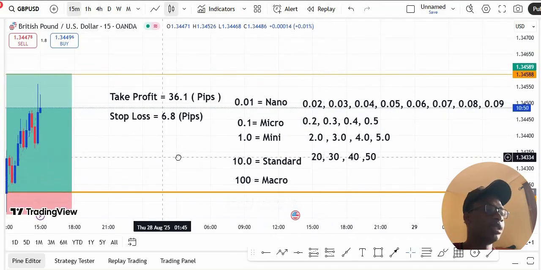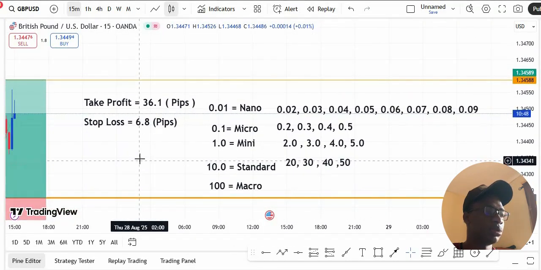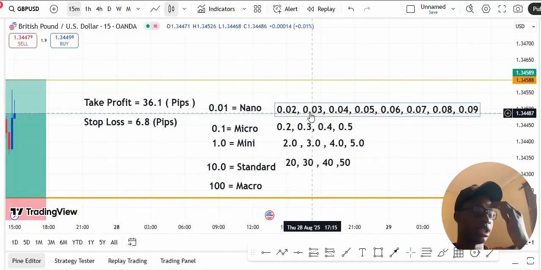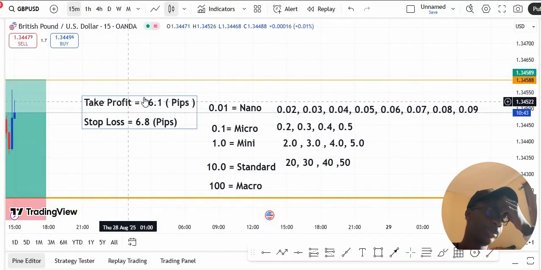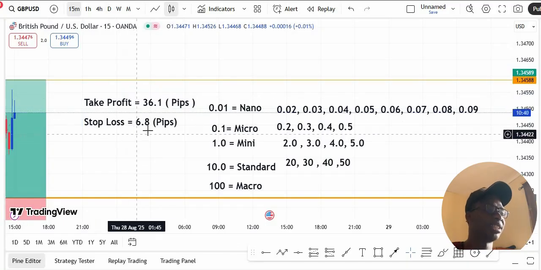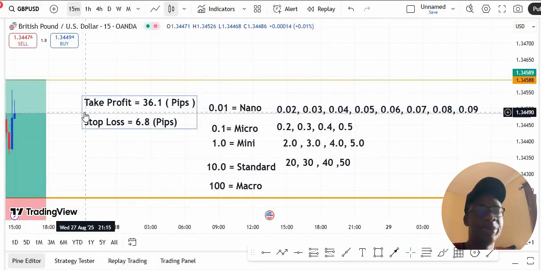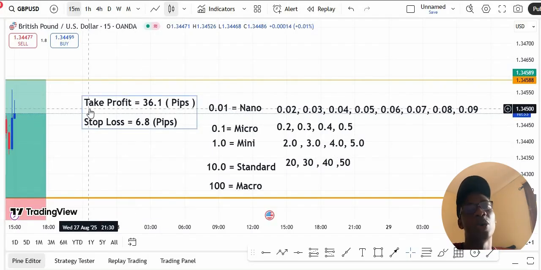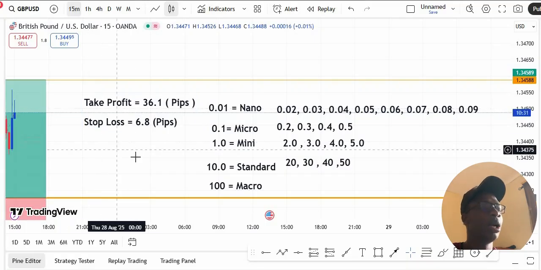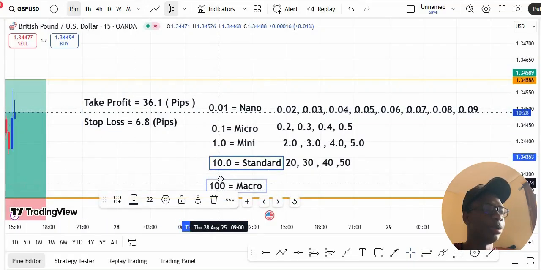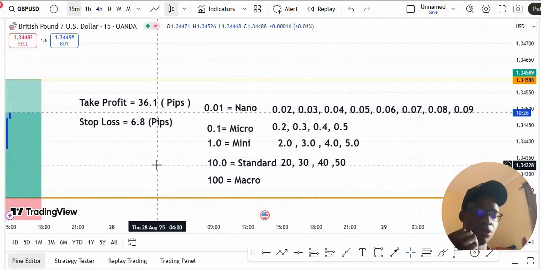So now let me enlighten you guys on how this lot size works. So now we have our take profit 36.1 pips, we have our stop loss 6.8 pips. Now if you are dealing with GBP USD, 1 pip is equal to what? $1. Now we have been talking in terms of digits. Now we want to talk more on the money aspect.